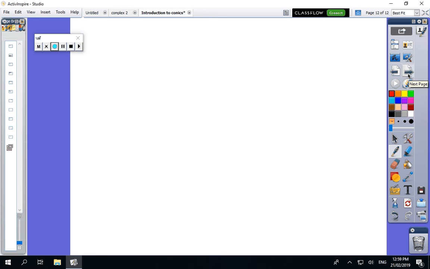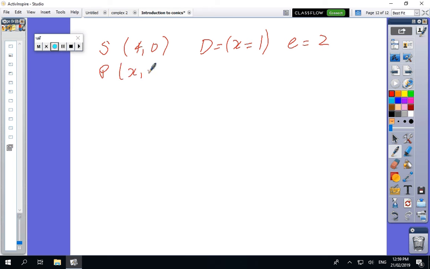So we want another example. Our S value, so we worked that out before, that's our focus, is 4, 0. Our D value is x equals 1. And our E value is 2. So our point is x and y. Okay, so to work this out, we're once again going to set up our equation where we had PS over PD equals 2. And when we rearrange this, we get PS equals 2PD.